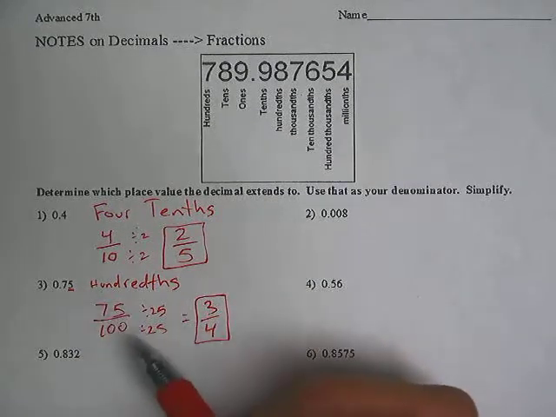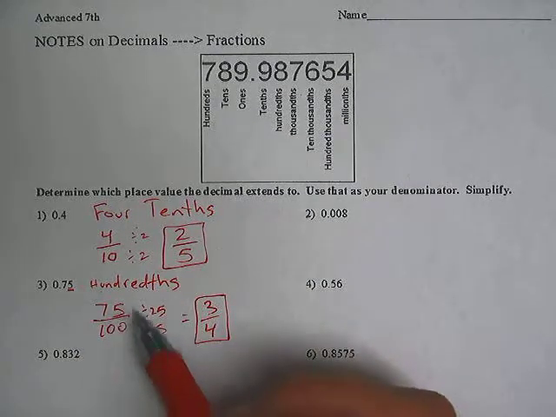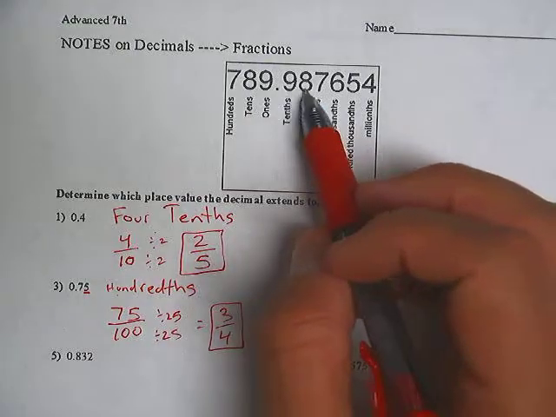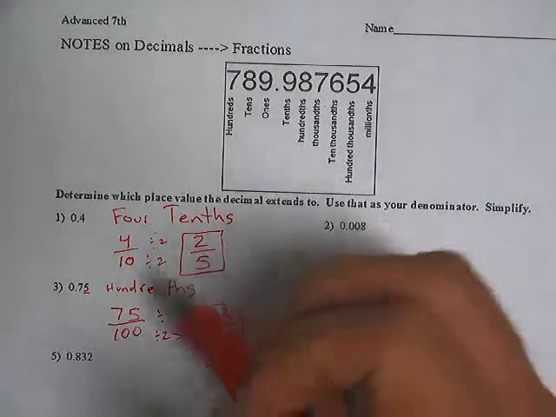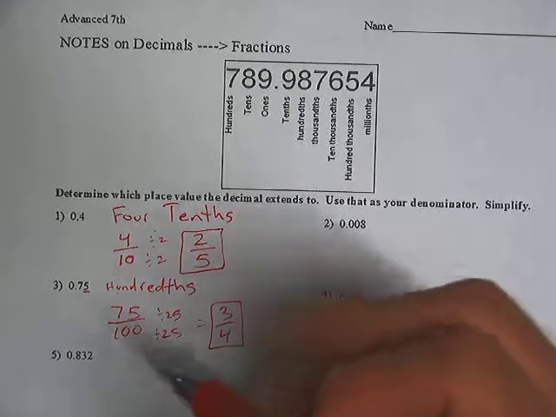So on the test, as we look forward to that, you can't just put 3/4 for 0.75 because you know it off the top of your head. You have to show the starting point. So this goes to the hundredths place value. It goes 1, 2 spots after the decimal. 1, 2 spots after the decimal is the hundredths.